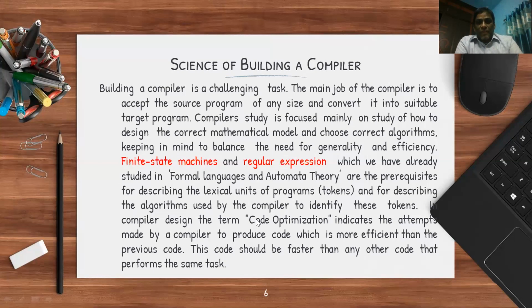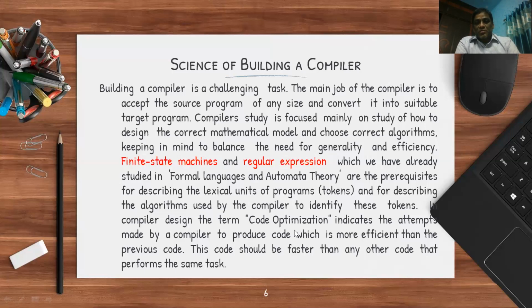And also the other thing is, once we convert the source program into some valid syntax tree with the help of context-free grammars, again, which is part of your formal languages and automata theory. The major step afterwards is going to be the optimization process.